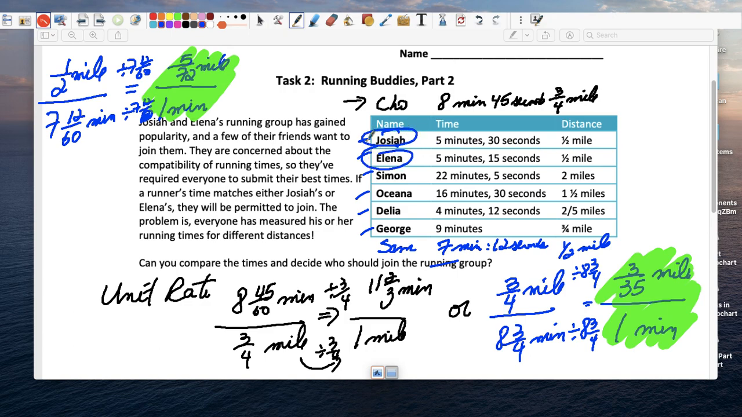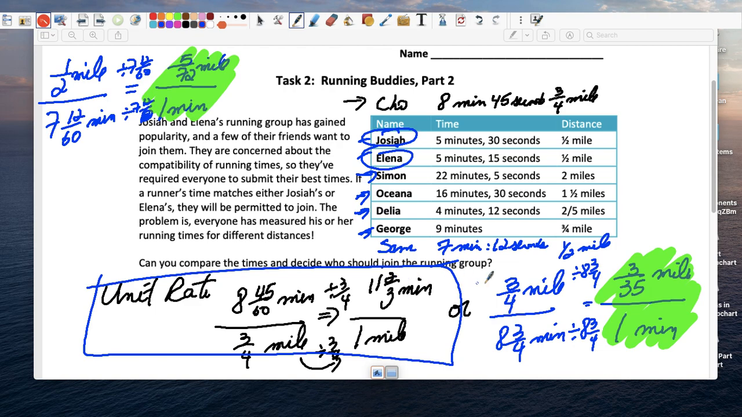On the reverse side of the book, you found the unit rates either per mile or per minute. And now you've got to figure out the unit rates for Simon, Oceana, Delia, and George. I need to see the unit rate, either per mile or per minute, for each of the individuals. And then you need to compare it with Josiah and Elena and see if they could all run together. Okay, that was your task.